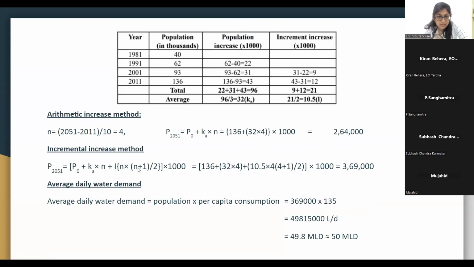Incremental increase method, this is the formula, and these are the values that are input. Average daily demand, like we had learned earlier, is per capita consumption into population. We have found out the population, and then multiplying it with the per capita consumption will give us liters per day. It is converted into million liters per day. So this was about today's and last week's question and answer discussion.